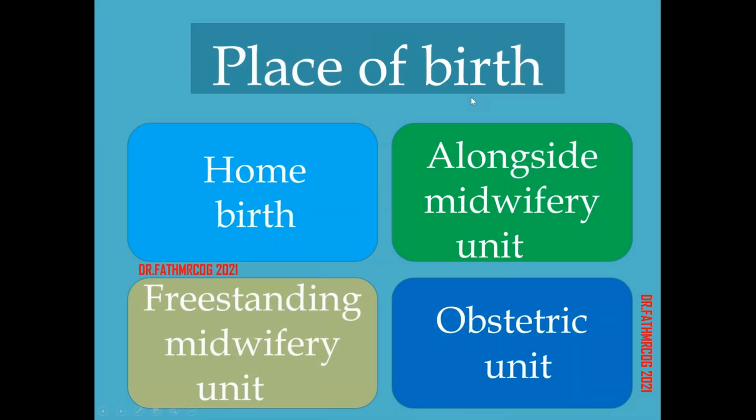This chart shows the places of birth in the UK. According to the NICE Guideline 2019, there are 4 places of birth. First is home birth, then alongside midwifery units, freestanding midwifery units, and obstetric units. So these are the 4 major places of birth according to the NICE Guideline Intrapartum Care 2019.